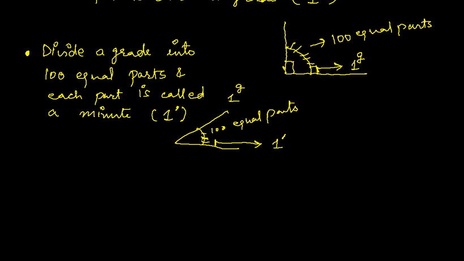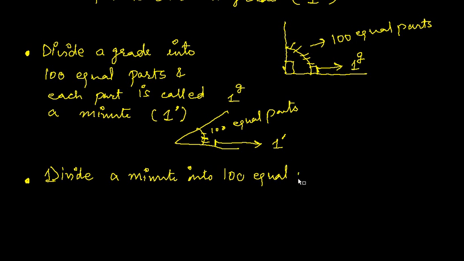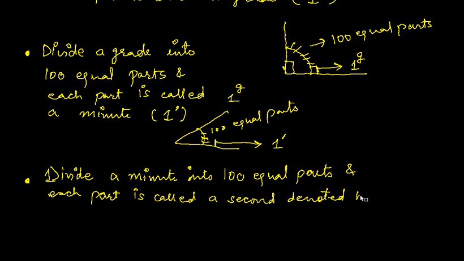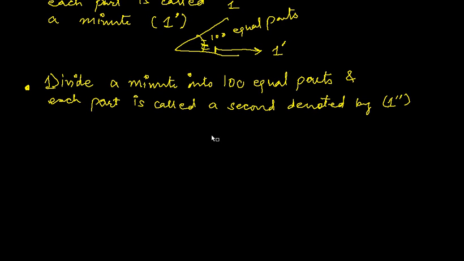And similarly, to further increase the resolution, you'll again divide a minute into 100 equal parts, and each part is called a second, denoted by 1 with a double prime. Okay. So what you have done is, you have this 1 minute and you have divided it into 100 equal parts, and each part is called a second.